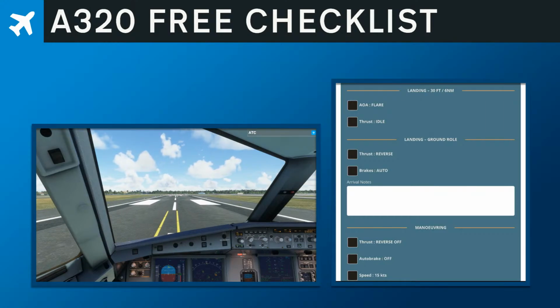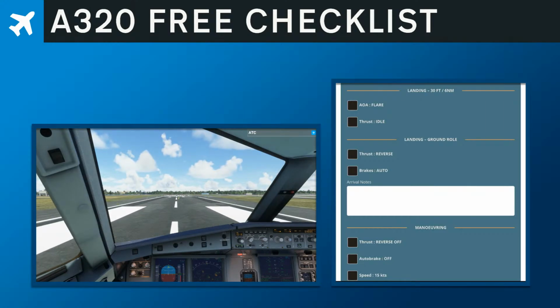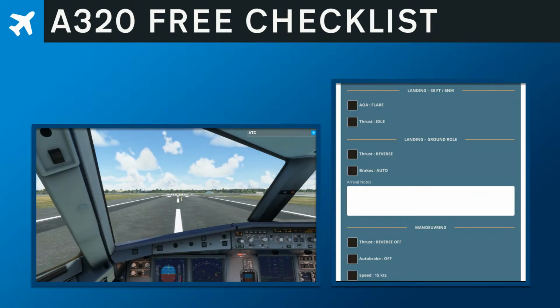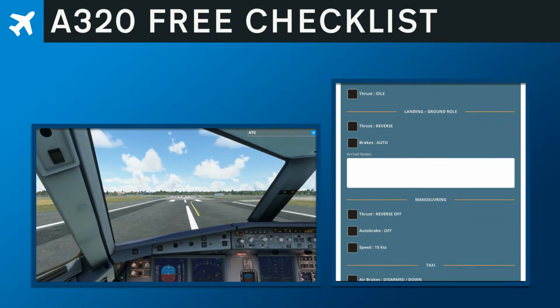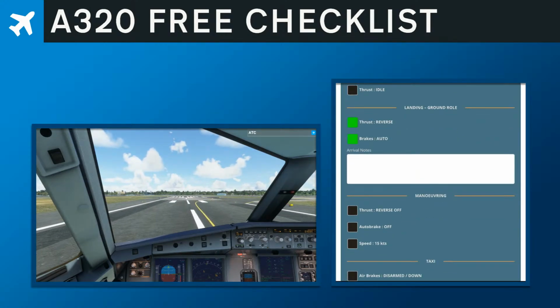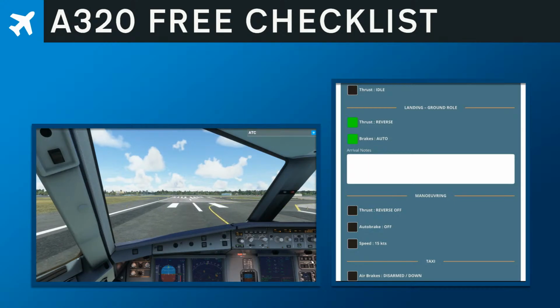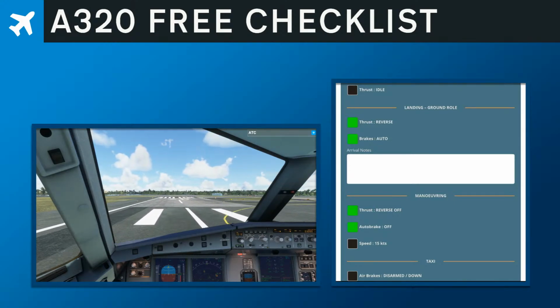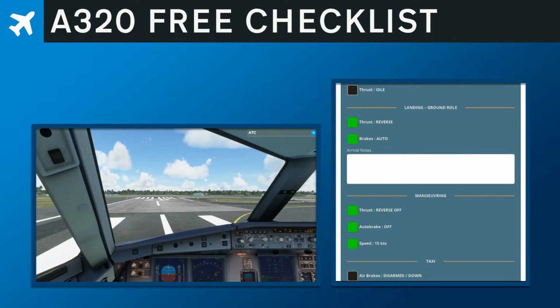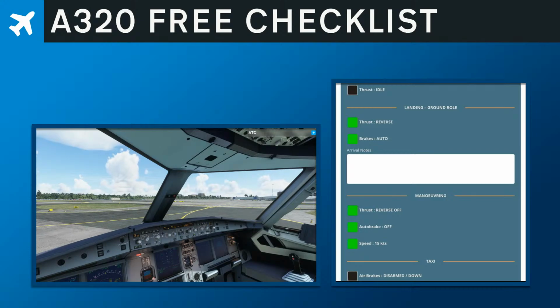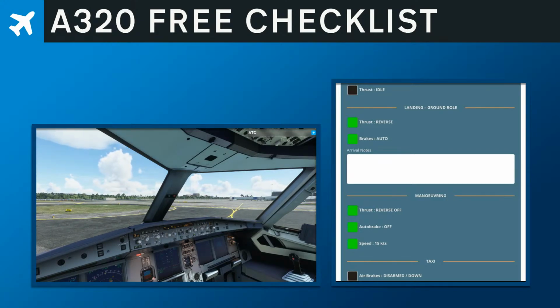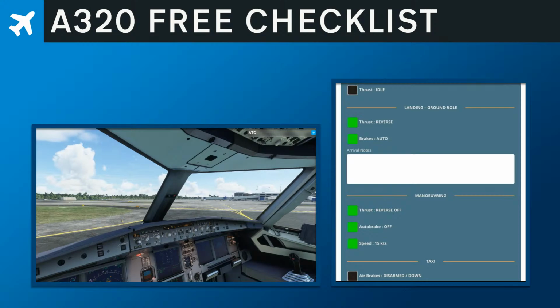Right, flaps up. We need to put auto brakes off. Thrust reverse off. Speed 15 knots on the taxi. Okay. Don't do that. There we go. Pull that round there.